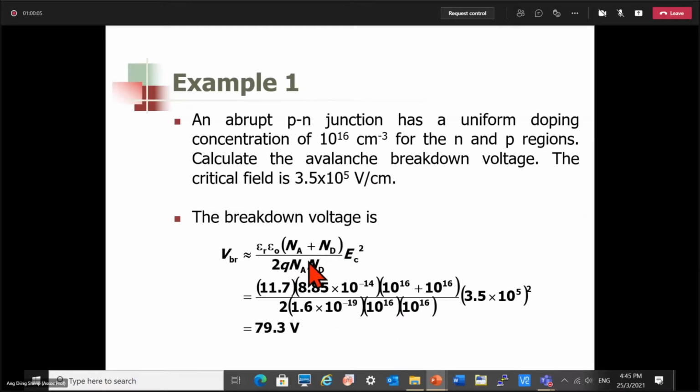All right, so the calculation is very simple, but just take note of the result. The order of magnitude of the avalanche breakdown voltage is typically in several tens of volts. It can go up to several hundreds of volts as well. It all depends on the doping concentration.